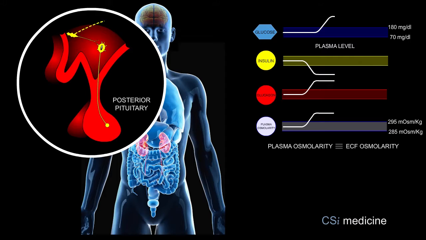Osmoreceptors also project to thirst centers in the brain. Thirst mechanisms will be activated in the presence of raised ECF osmolarity, increasing free water intake.